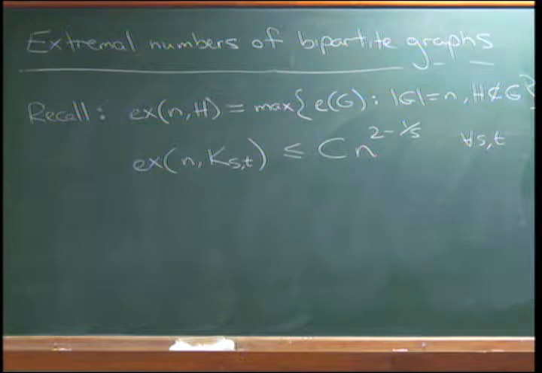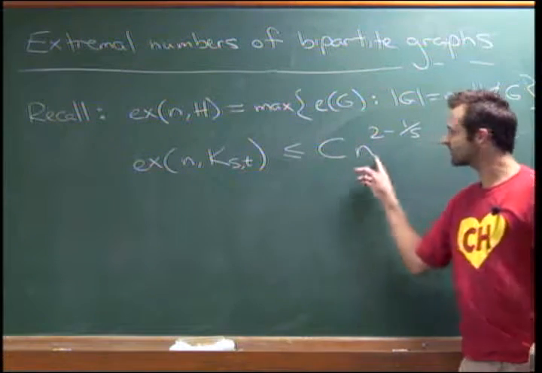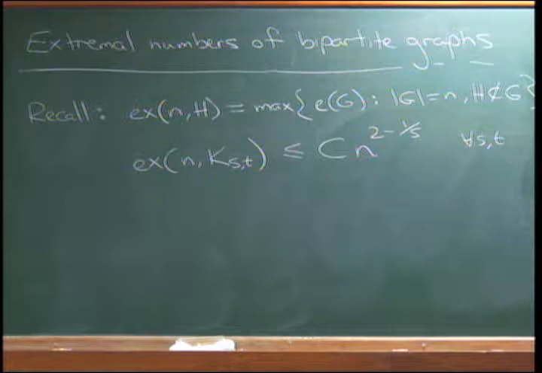Okay. So the complete bipartite graph, so all bipartite graphs have extremal numbers little o of n squared, and in fact they all have at most n to the 2 minus epsilon.